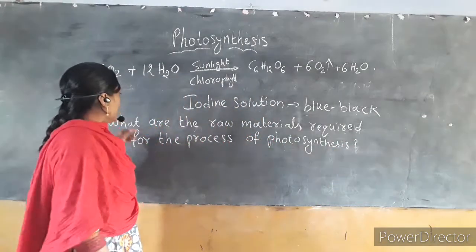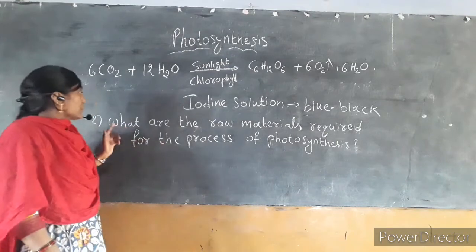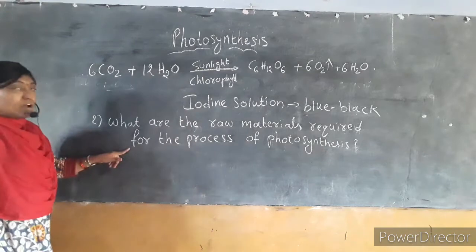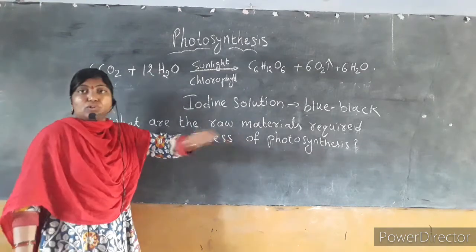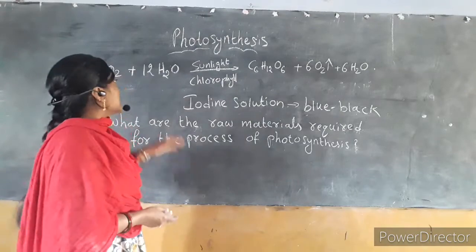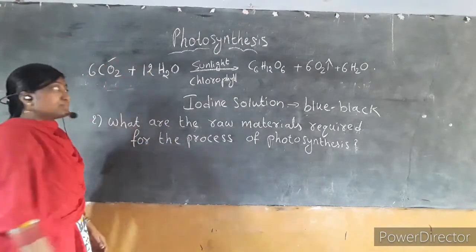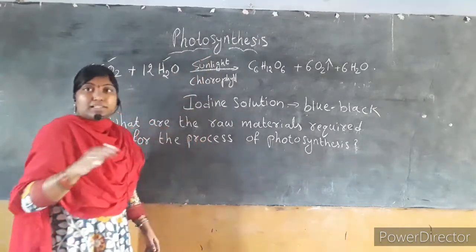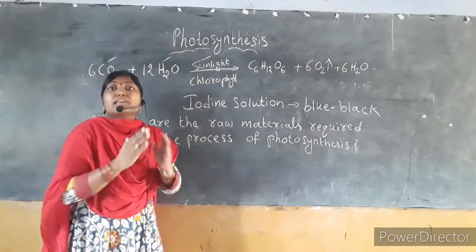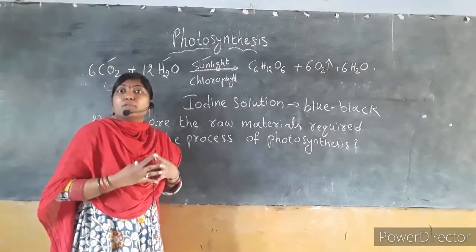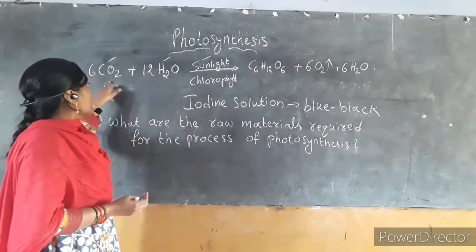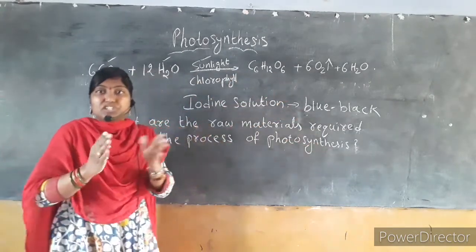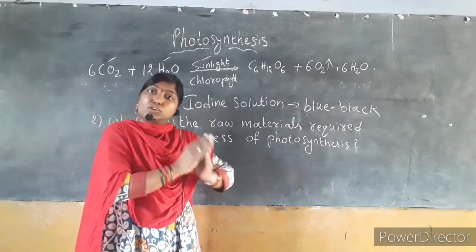Now look here. Here I have written one question. What are the raw materials required for the process of photosynthesis? Carbon dioxide, water, sunlight, and chlorophyll, which is already present in the leaves. So carbon dioxide, water, sunlight are the main raw materials required for the process of photosynthesis.